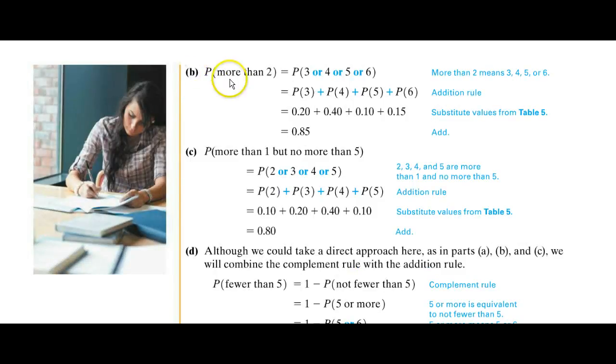So in letter B, more than 2, that would involve 3, 4, 5, and 6. We just add them up, and that gives us 85. In letter C, more than 1 but no more than 5, so again we're adding up 2, 3, 4, and 5, and we get 80.